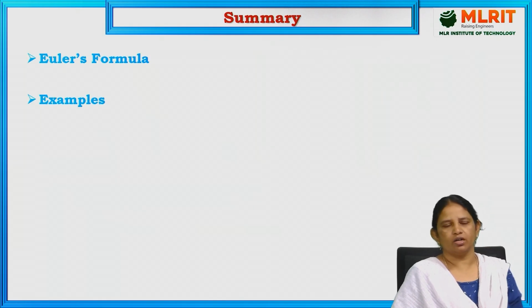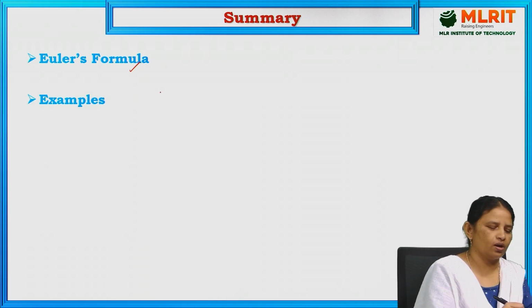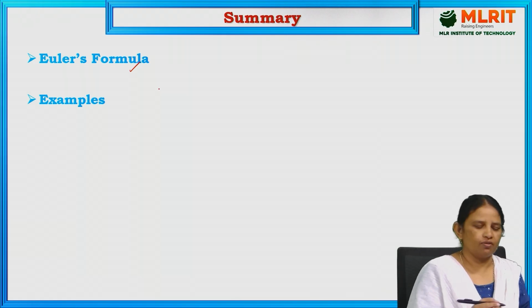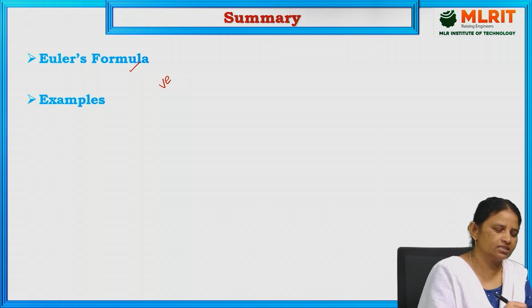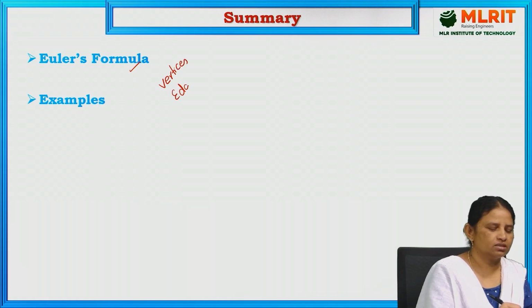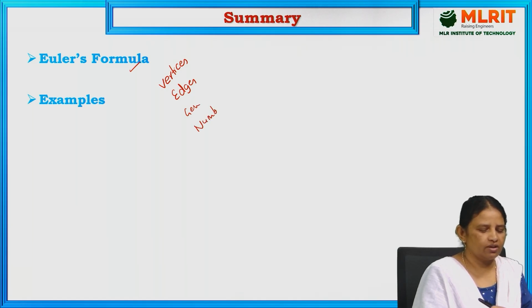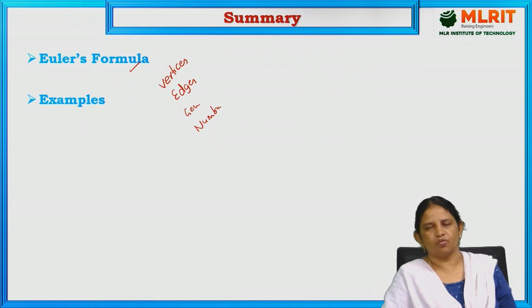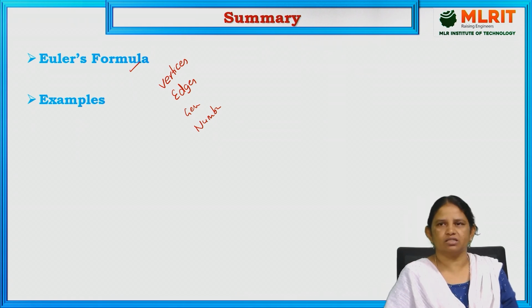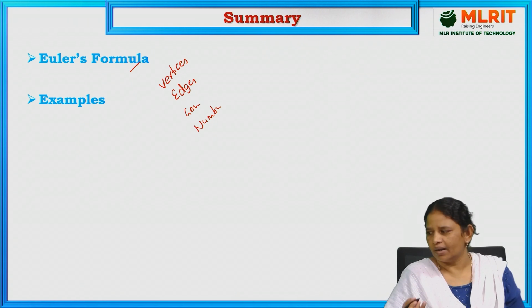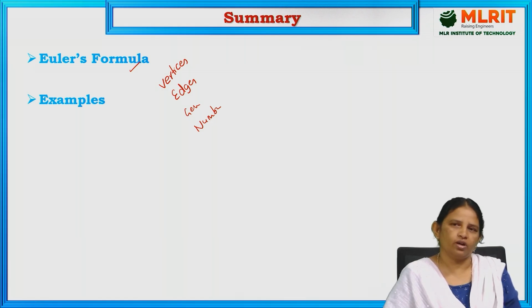Up to now, we have discussed what is meant by Euler's formula. With the help of Euler's formula, we can find the number of vertices, the number of edges, and also, using the generalized statement, the number of regions. Everything is possible with the help of Euler's formula. We also considered some examples of how to find the number of vertices, the number of edges, and the number of regions in a graph.